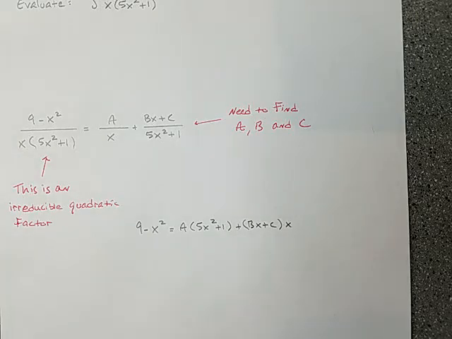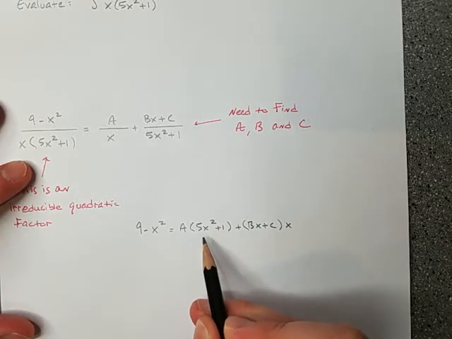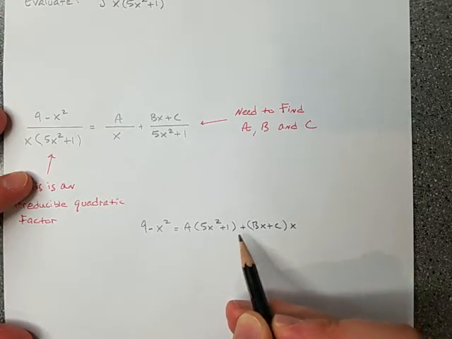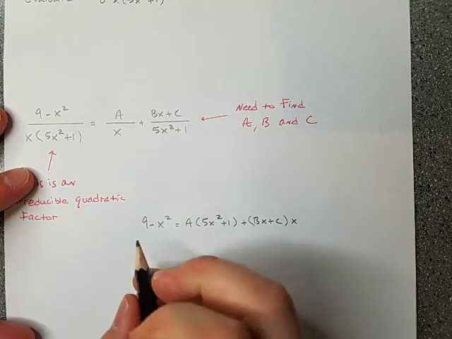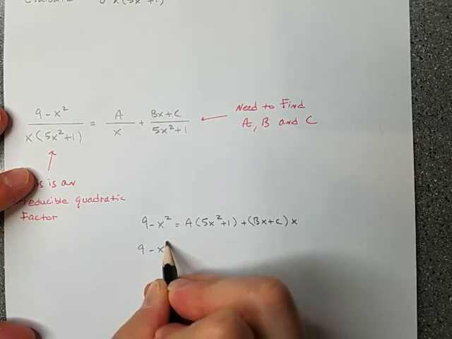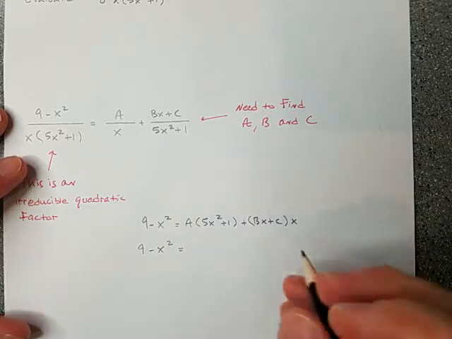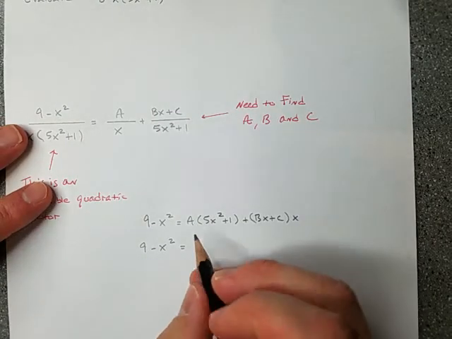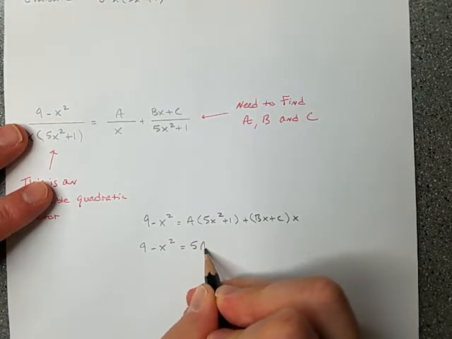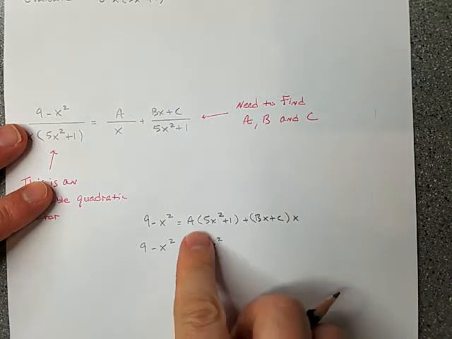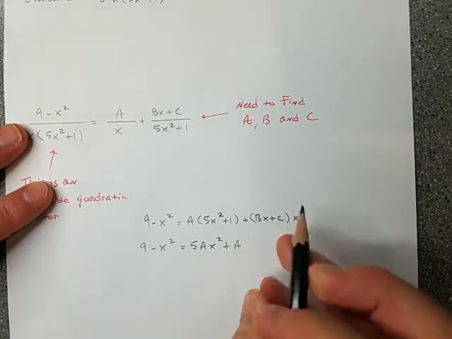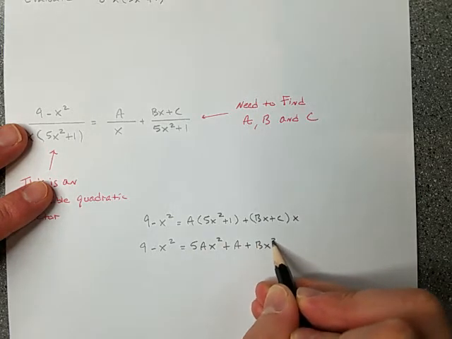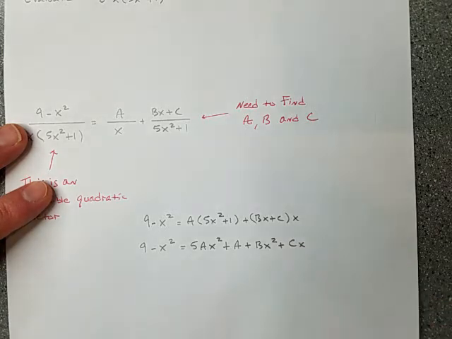Now, I think that this should all be multiplied out. We should combine all the like terms that can be combined, and so on. So here goes. Let's just carry this 9 minus x squared. And then we'll multiply through. We'll say 5ax squared, that's this part, plus a, and then here we'll get bx squared and plus cx.